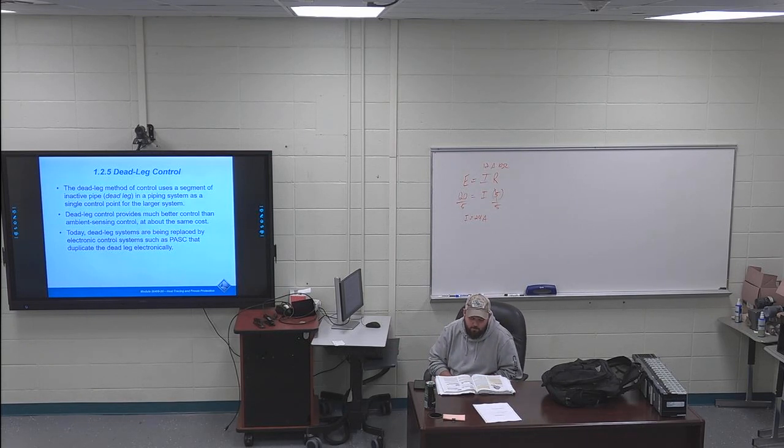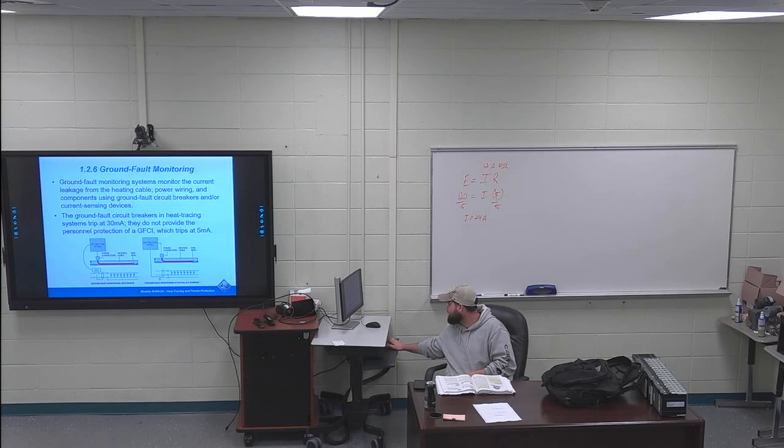126, ground fault monitoring. The first sentence of 126 is highlighted. A ground fault monitoring system monitors the current leakage from the system heating cable, power wiring, and components to the ground using ground fault or leakage circuit breakers and/or current sensing devices that measure current. This is figure 13 at the bottom.